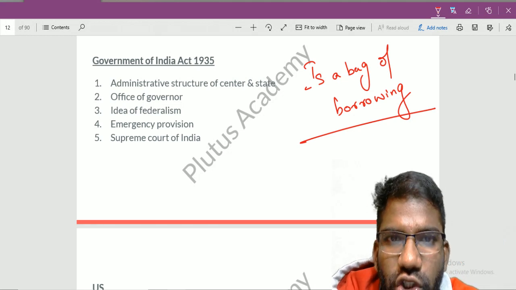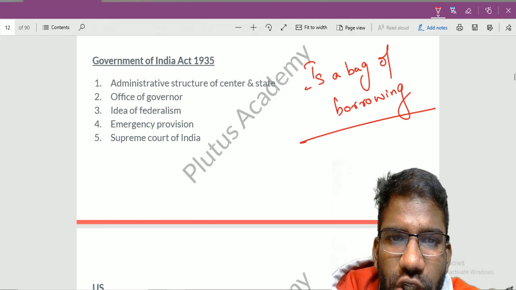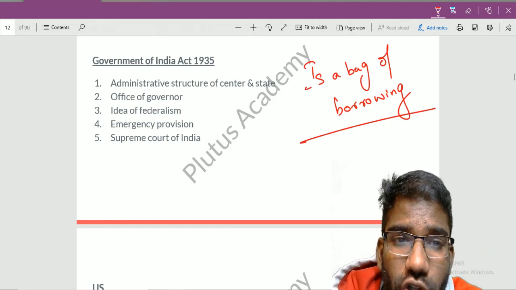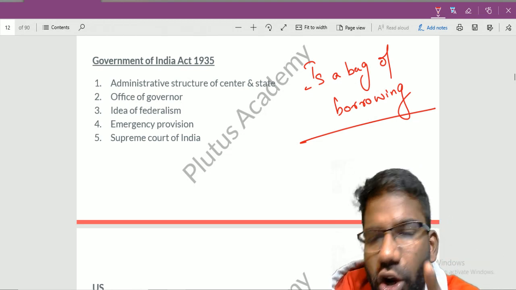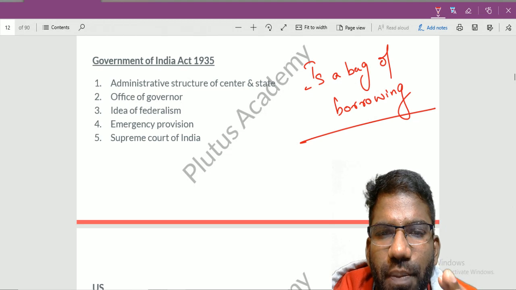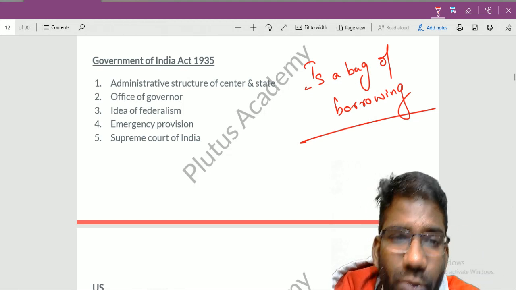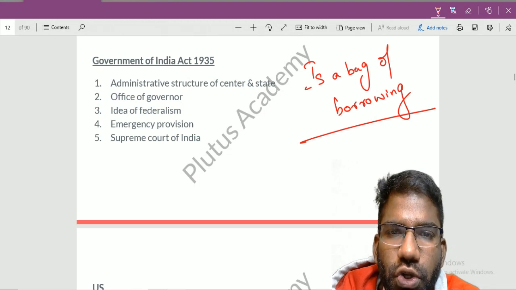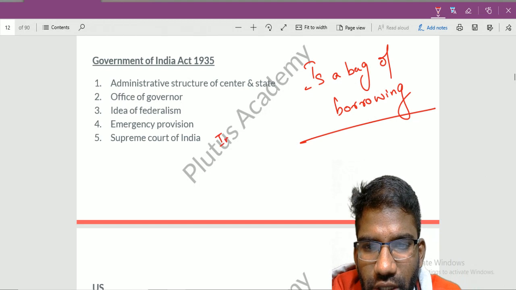Our answer to this is that the Indian constitution is not a copy-paste constitution, but the Indian constitutional makers referred to various constitutions across the world and took various aspects from different constitutions and gave them an Indian flavor.